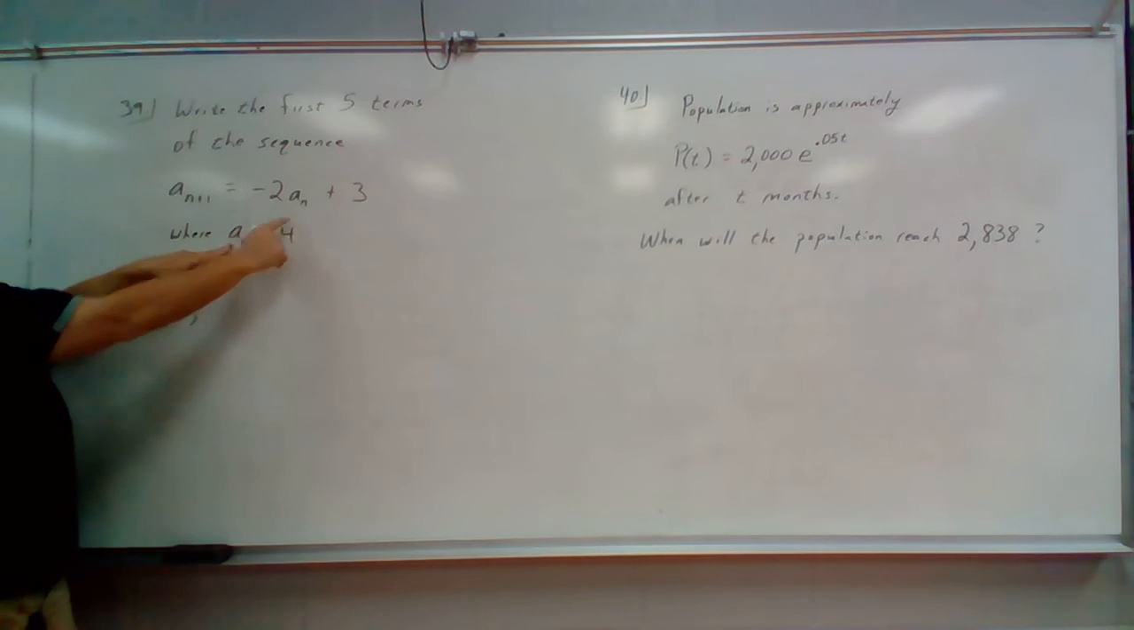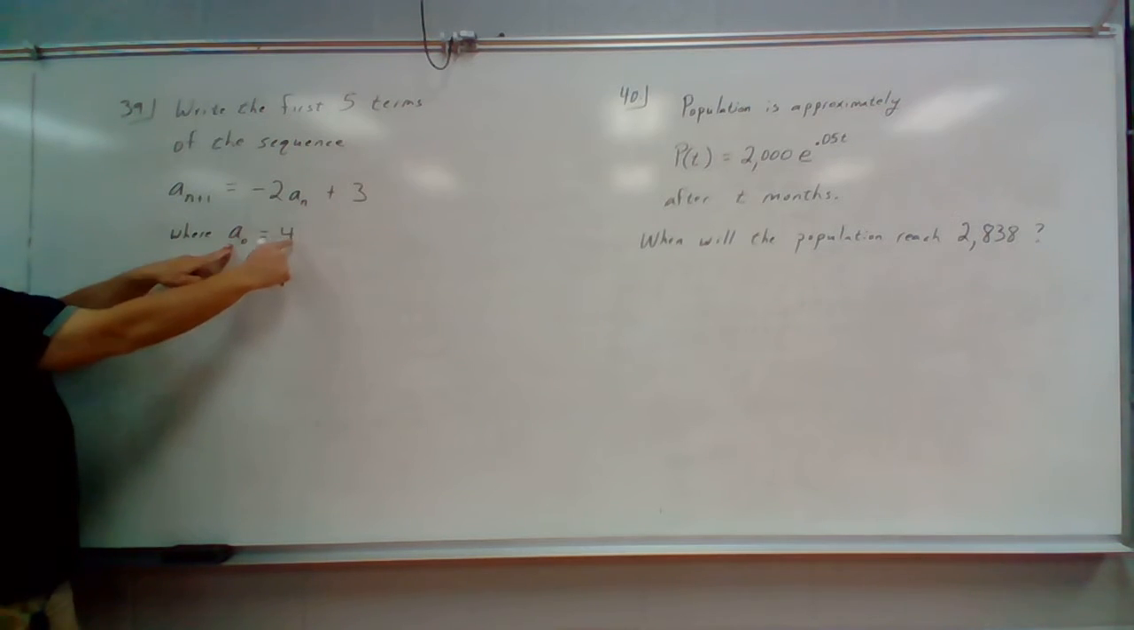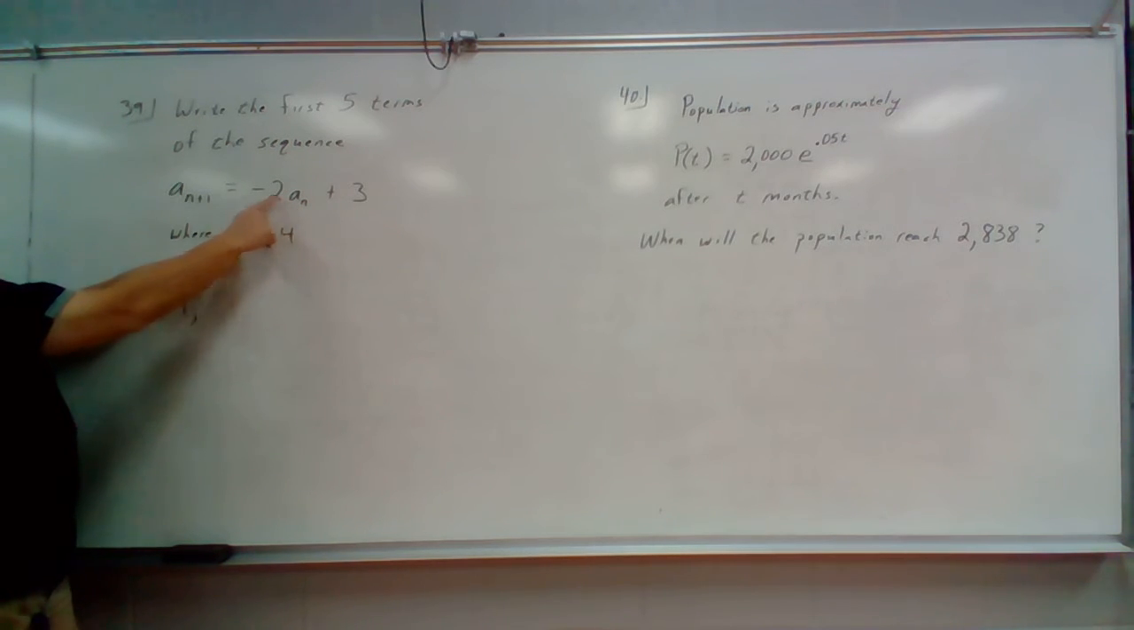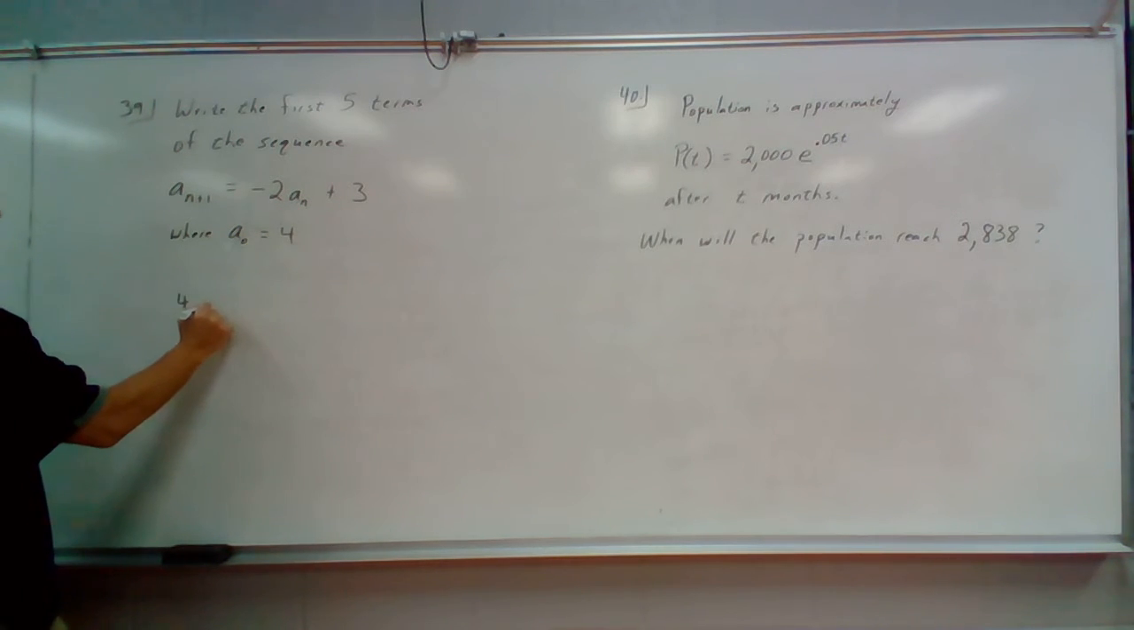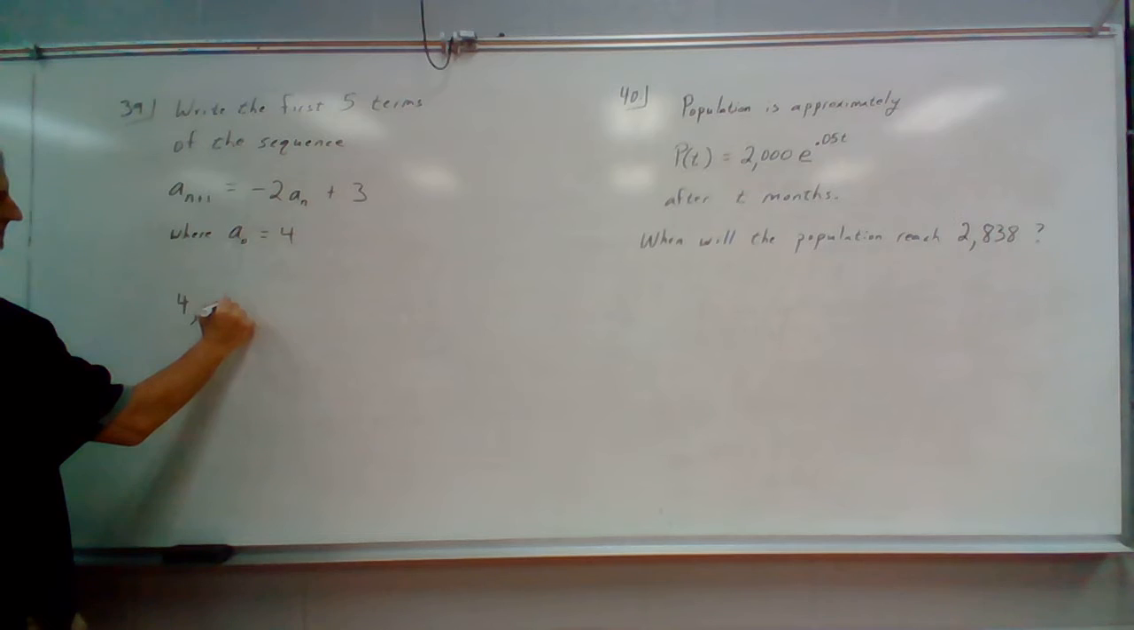So we'll let n be 0. So this number will be 4. If n is 0, this number is 4. So negative 2 times 4 is negative 8. Negative 8 plus 3 is negative 5.